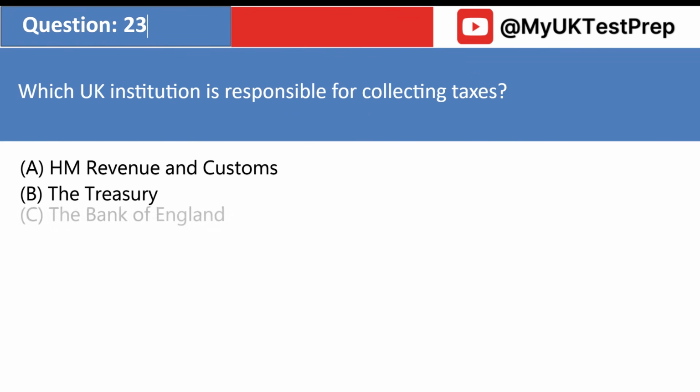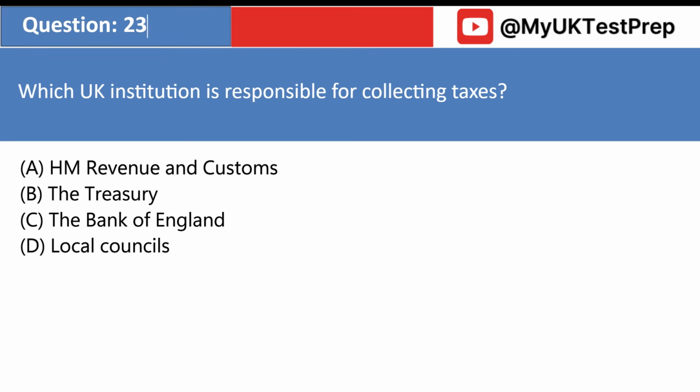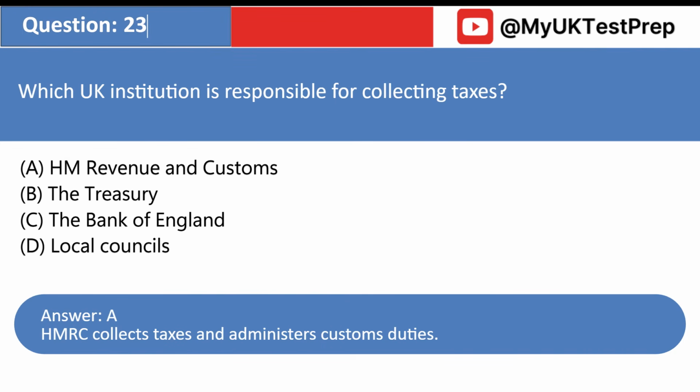Which UK institution is responsible for collecting taxes? A. Revenue and Customs. B. The Treasury. C. The Bank of England. D. Local councils. Answer: A. HMRC collects taxes and administers customs duties.